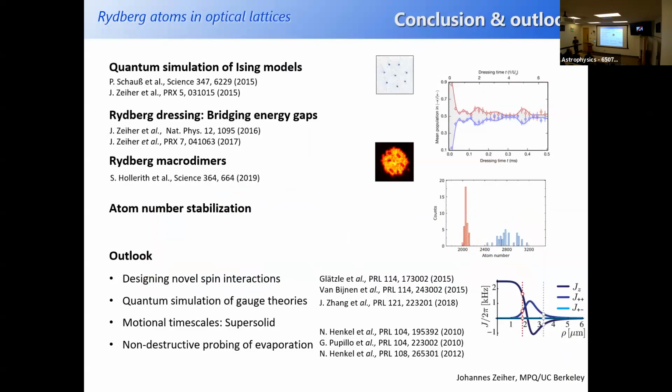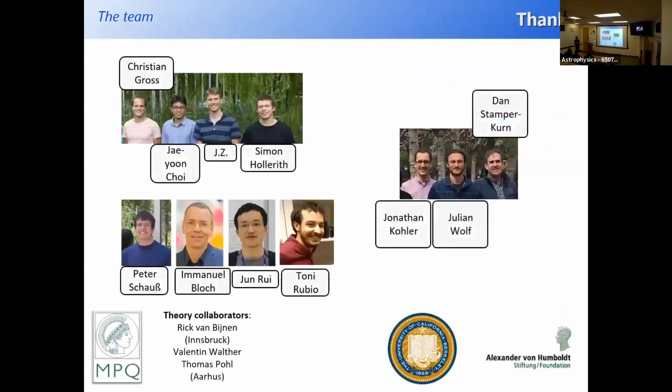So I've shown you the stuff we did in Munich on these long-range interacting gases, Rydberg interactions, which you can use to explore Ising physics and try to also combine it with motion in lattices, trying to bridge these energy gaps using Rydberg dressing. We found these funny Rydberg macrodimers that we were so excited about. And more recently, the atom number stabilization project is an open-ended project, and we hope that we can actually push this project. And with that, I'd like to thank the team, obviously.